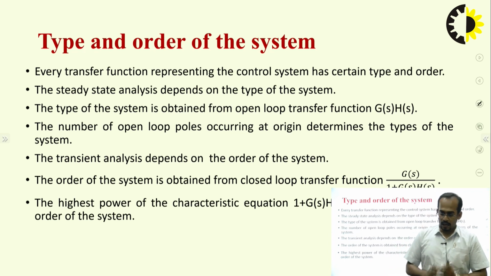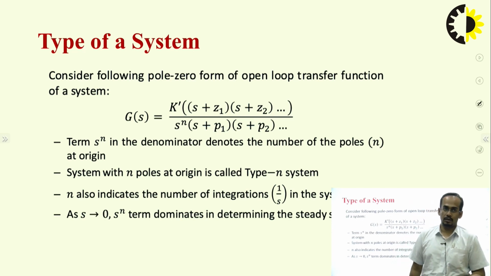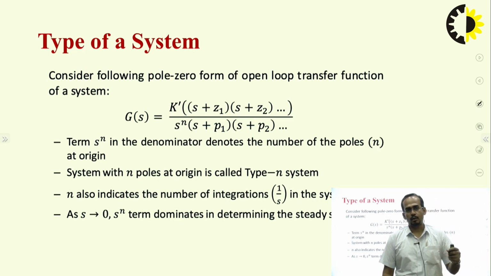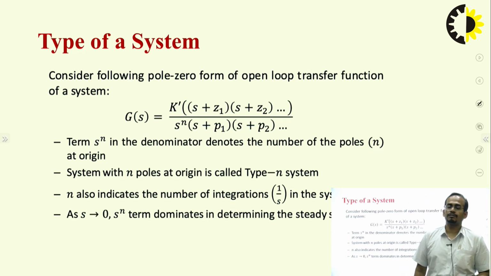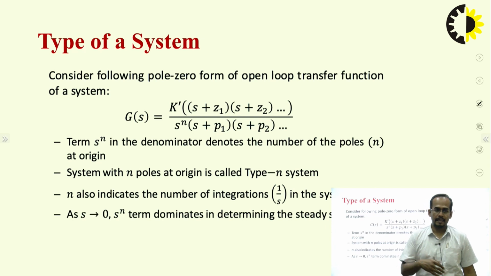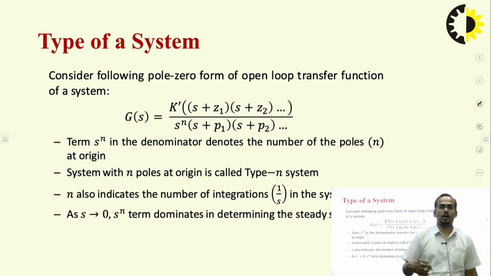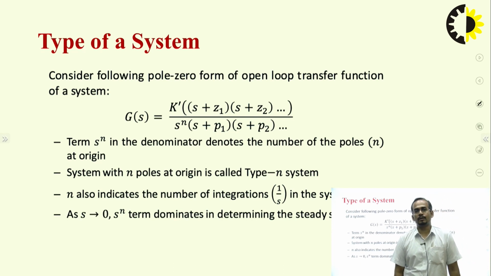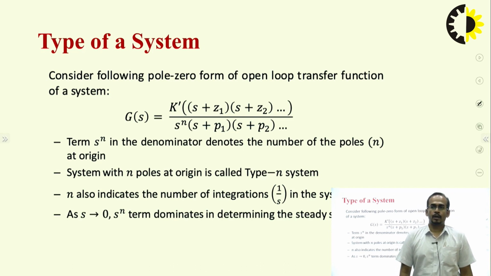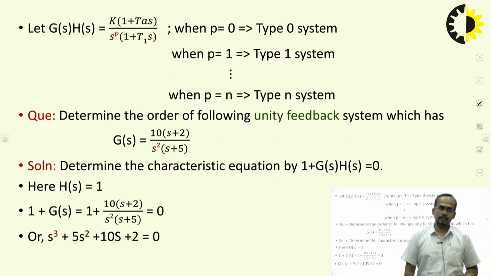So, in one line we can say that the open loop transfer function gives the information about the type of the system, and the characteristic equation gives the information about the order of the system. The highest power of s in the characteristic equation will give the information about the order of the system, and the number of poles occurring at the origin in the open loop transfer function will give the information about the type of the system.